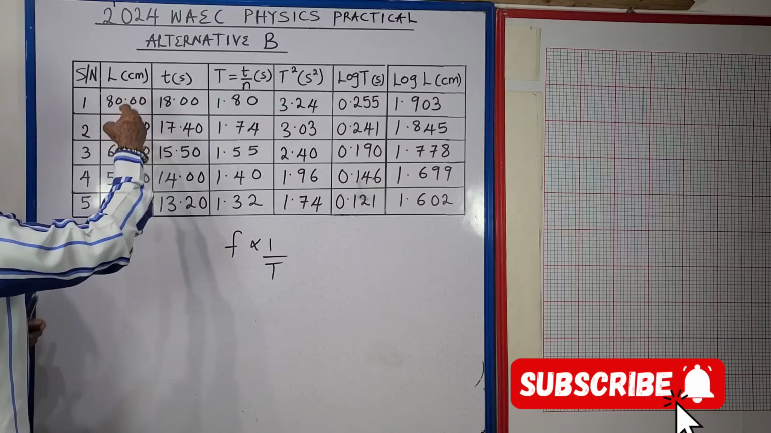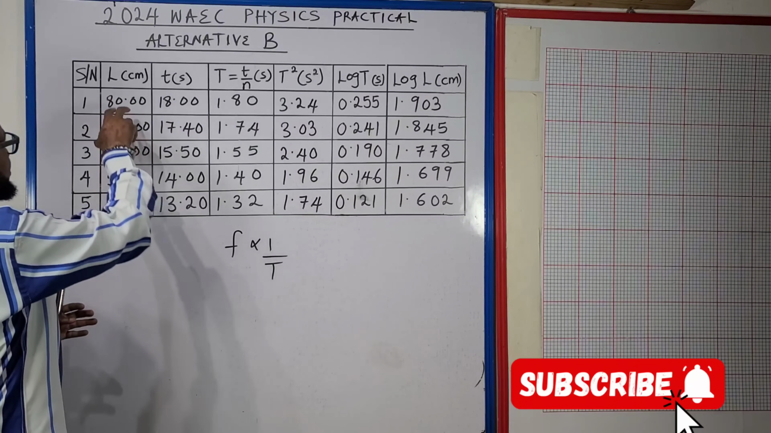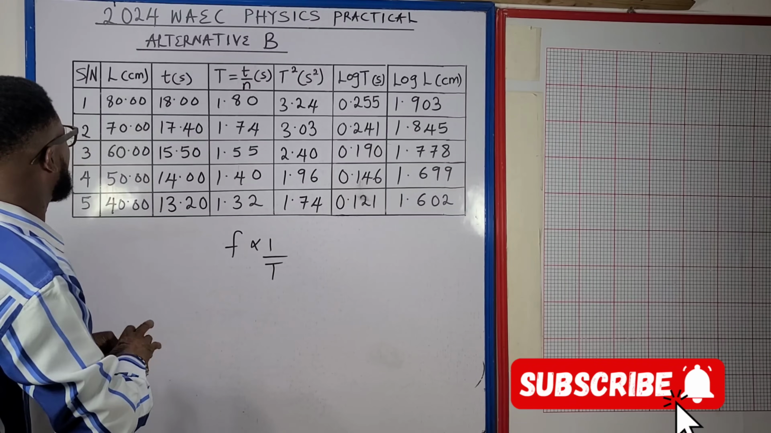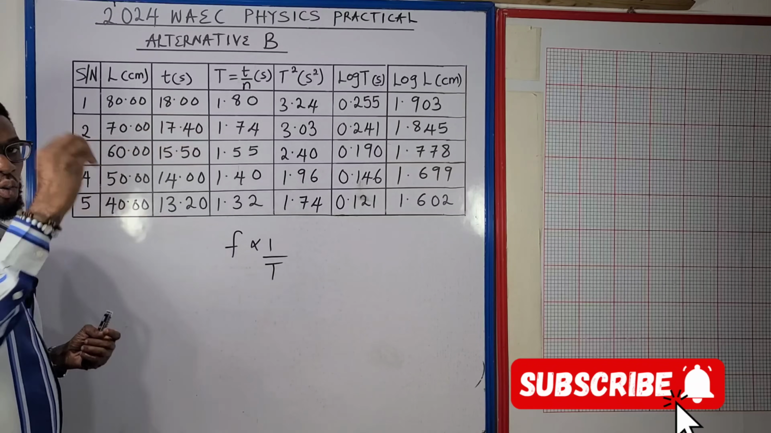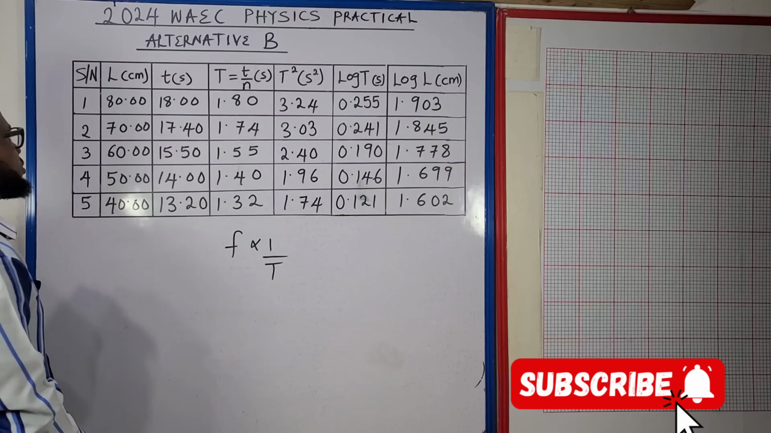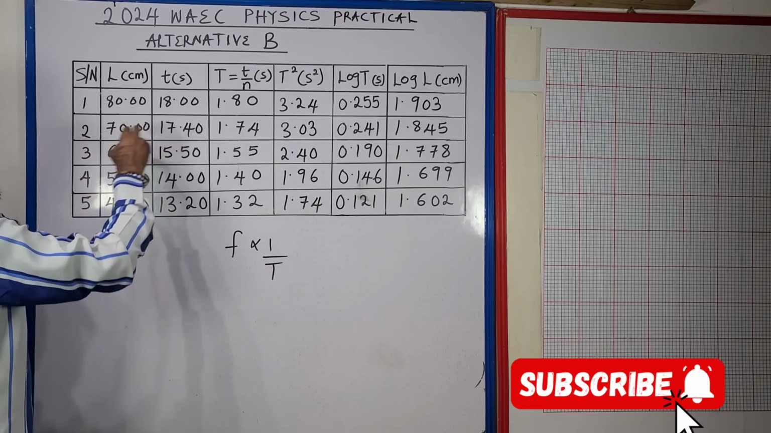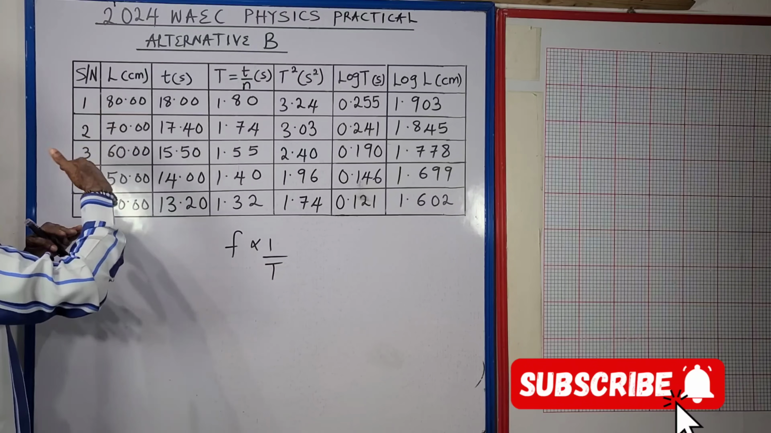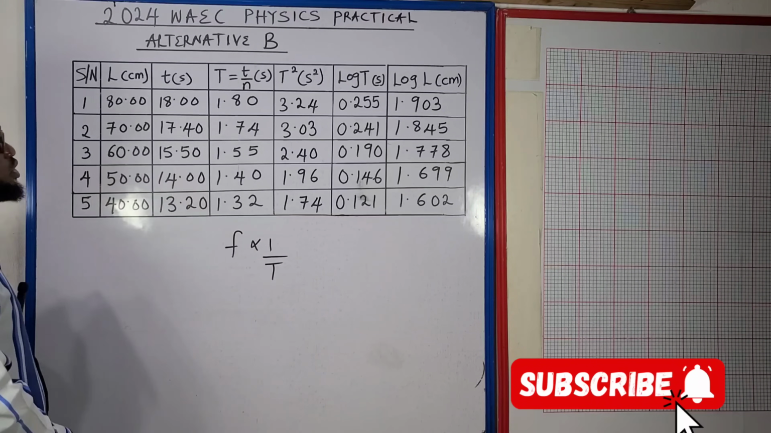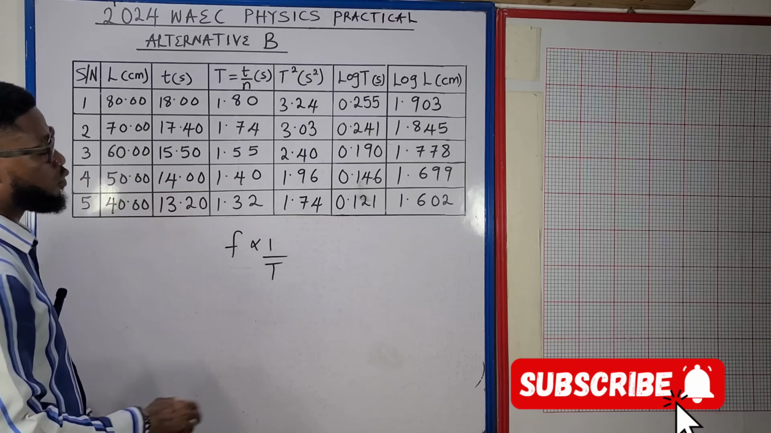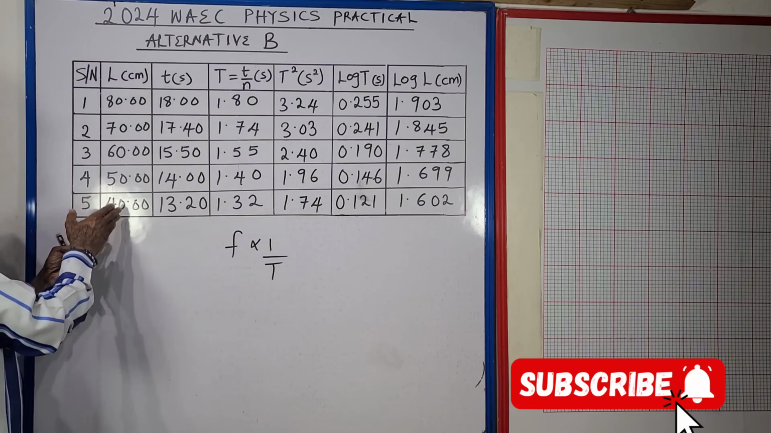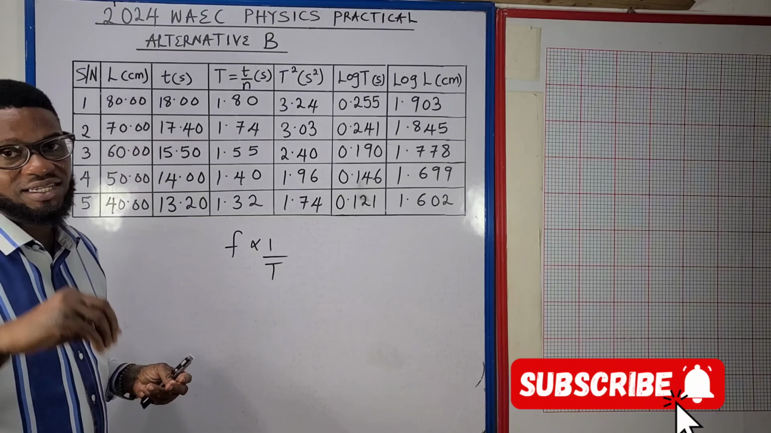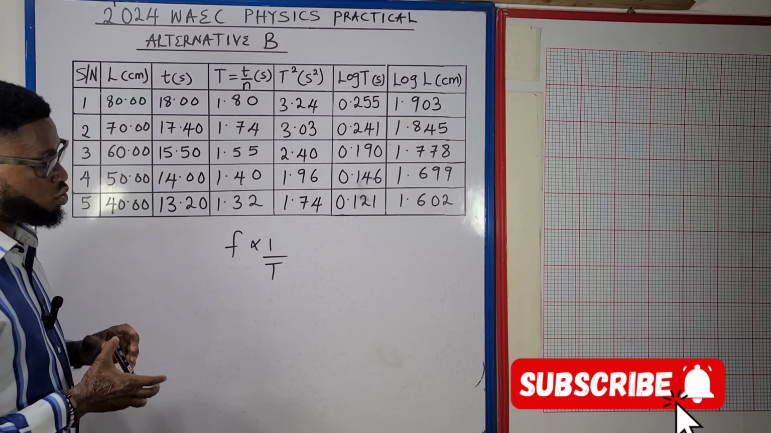So at 80, when we performed the experiment with the thread at 80 centimeter, the timing on the stopwatch was 18 seconds. When it was 70, it was 17.40. When it was 60, it was 15.50. When it was 50 centimeter, it took 14 seconds for 10 complete oscillations. And when the length of the thread was 40 centimeter, it took 13.20 seconds for 10 complete oscillations.